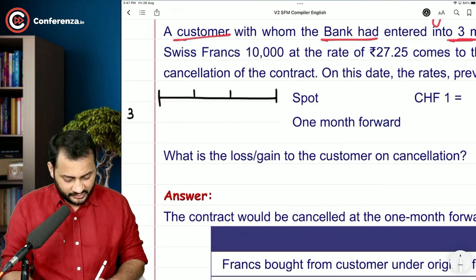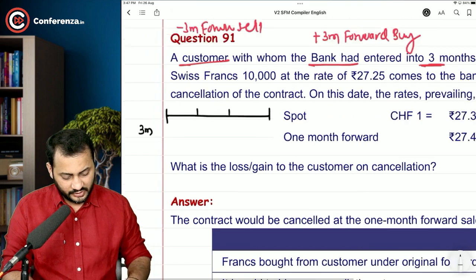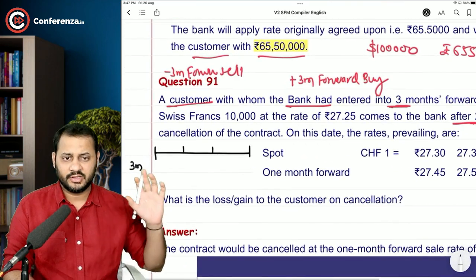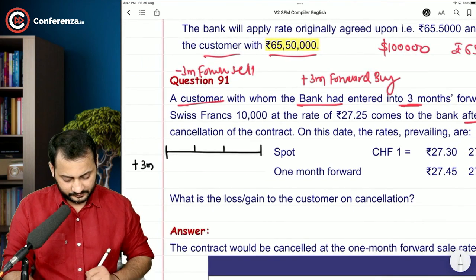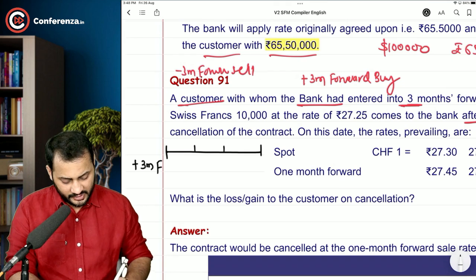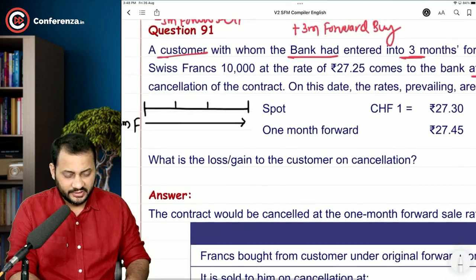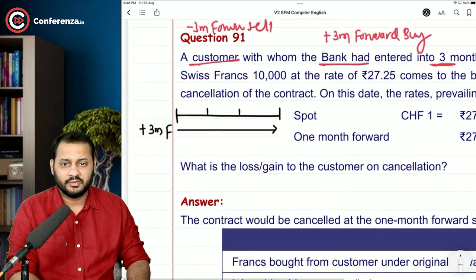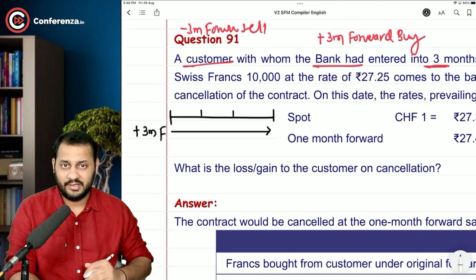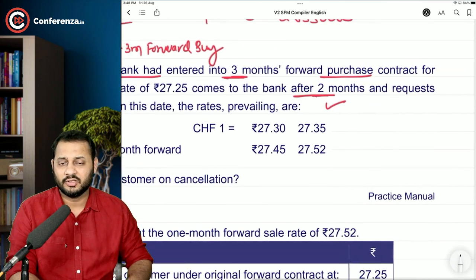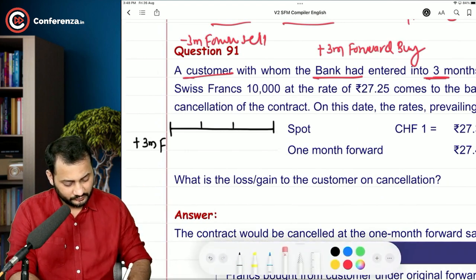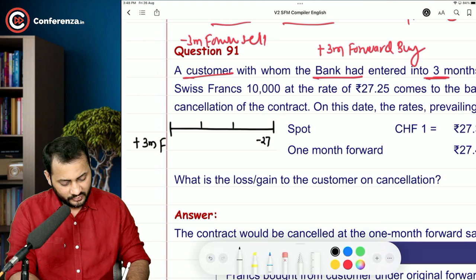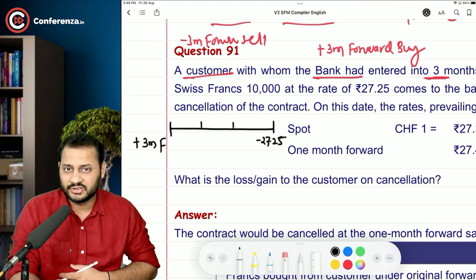So this is your 3-month original contract, and let's talk from the angle of the bank. Bank had a 3-month forward buy, and this was expiring at this date, right? So on this date the transaction was supposed to happen, and bank was about to buy the dollars and pay the amount. 27.25 was the bank's outflow. So bank was about to pay 27.25 on this date.